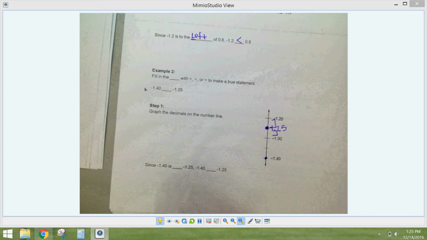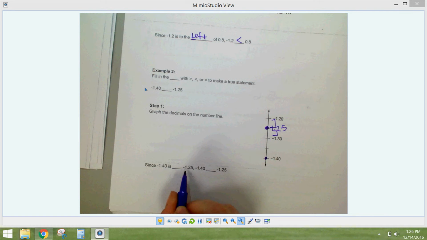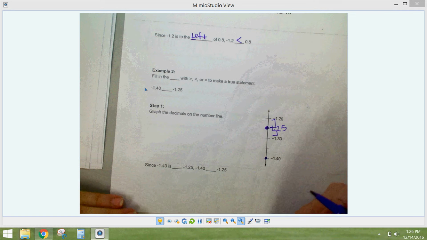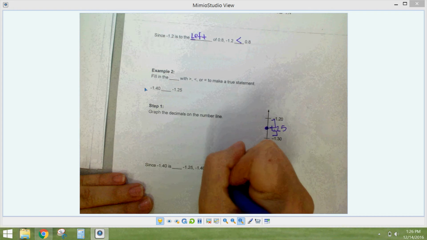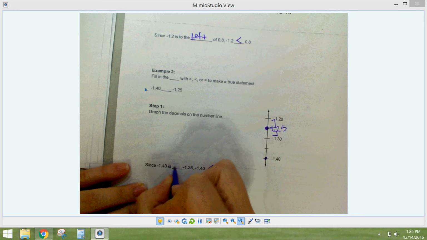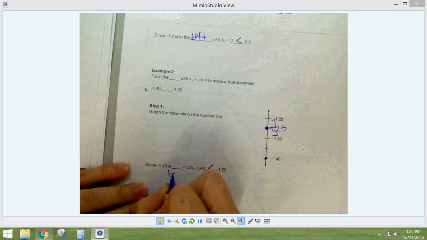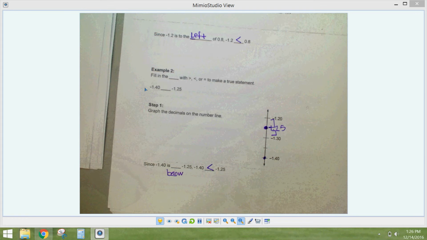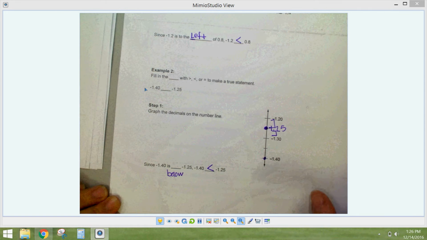Okay? So since -1 and 4/10 is below -1 and 25/100, -1 and 4/10 is less than -1 and 25/100. So you would write below. And my handwriting can't fit in there, so I'm just going to write it below the line. Go ahead and turn your page.